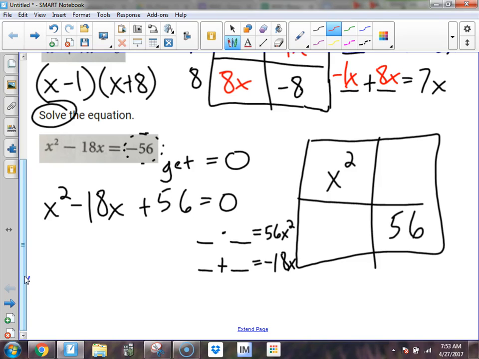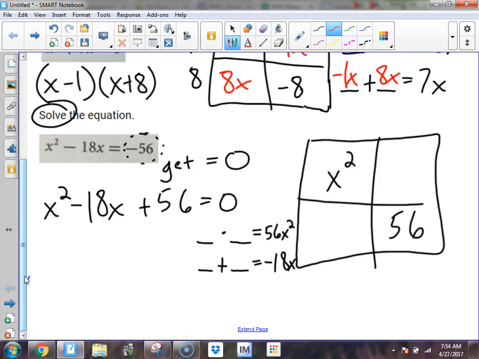6 doesn't go into 56. 7. 7 and what? 7 and 8. 7 and 8 does, but it won't add to negative 18. You want to make them both negative? Because a negative times a negative would give me 56x squared, but unfortunately, negative 7 plus negative 8 still won't give me negative 18. You're going to have to try different numbers. I'm going to give you this one. You're going to use your calculator quite a bit.